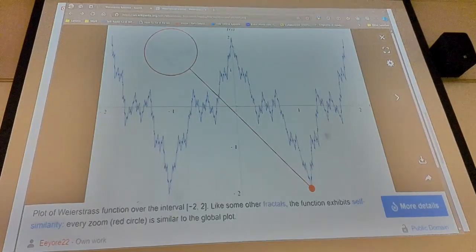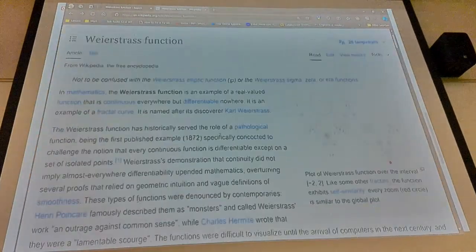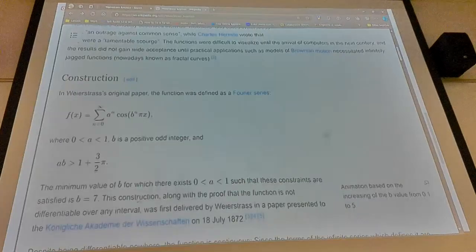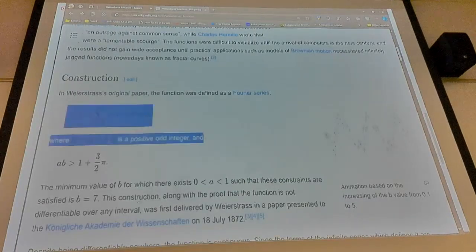What's the equation for that? I'm so glad you asked. See it better when you do that. It is defined as a Fourier series. There we go. As a Fourier series.